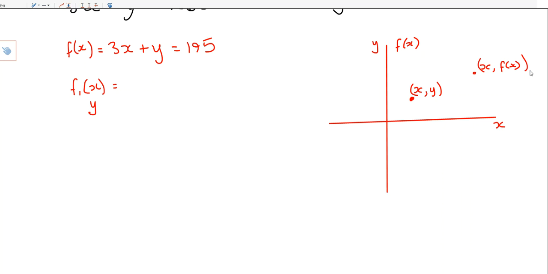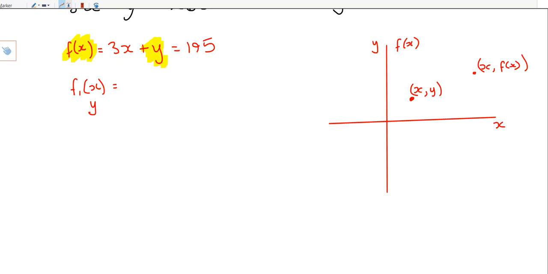Now we're going to do much more on functions as the year progresses, so just to let you know that f of x and y are interchangeable. We can use either. So what do I have here? I actually have two y's. So I need to rearrange this so that I have only one of those. I need to rearrange it so that I have y equals.